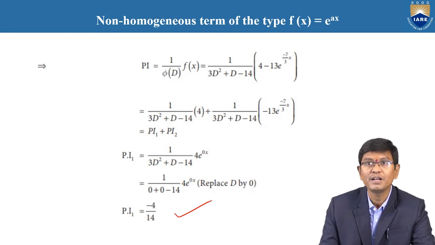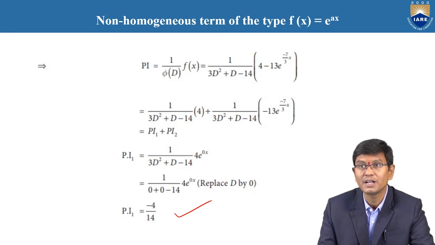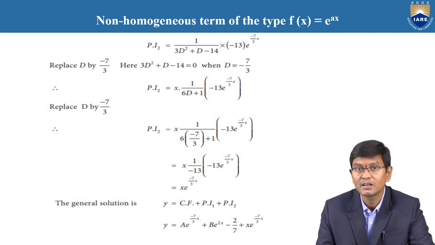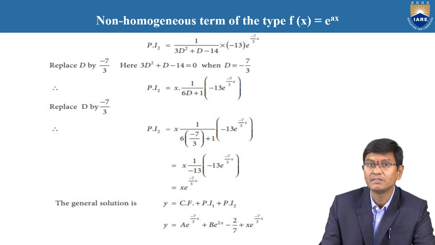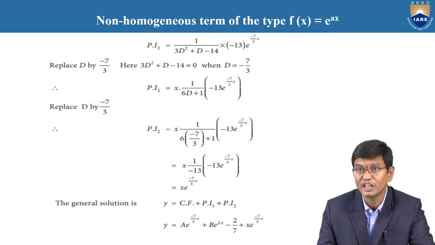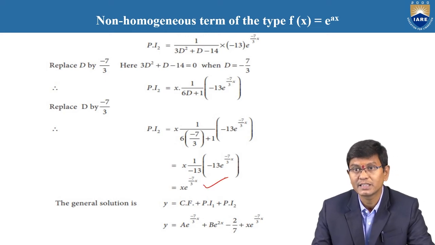Similarly, we need to find P2 also, that is 1 by (3D square + D - 14) into minus 13 into e power of minus 7 by 3 into x. But here the denominator is 0, so it is a case of failure. Therefore, by using the first derivative multiplication with x and replacing D with minus 7 by 3, the total value is x into e power of minus 7 by 3 into x.